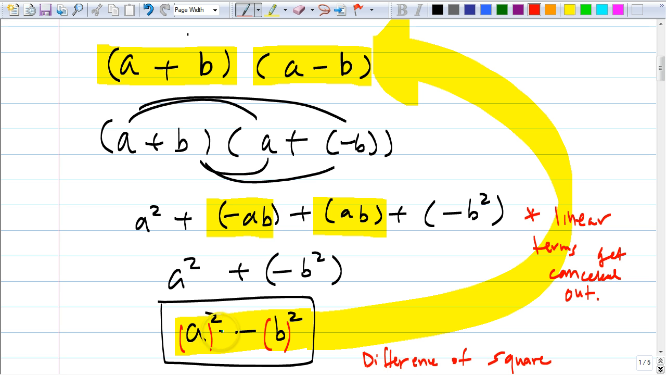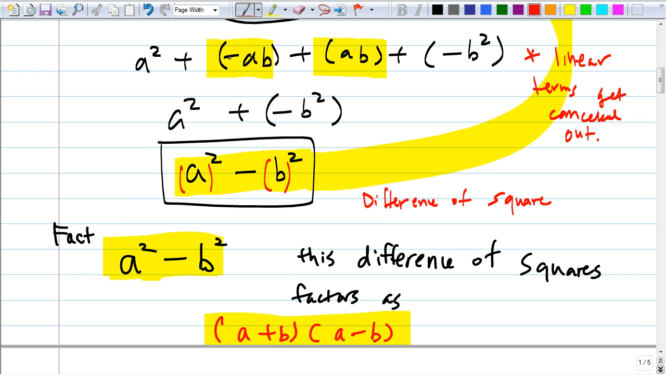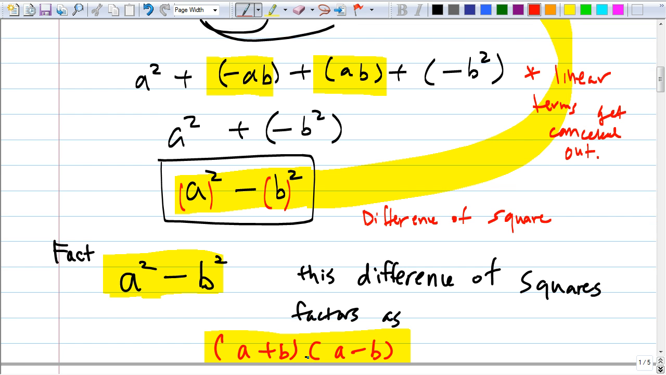Well, you think back and say, how do we get this? By multiplying what times what? A plus b times a minus b. Guys, that's the pattern that you need to see. So this is a fact. This is the main focus. If I have a squared minus b squared, this difference of squares, it factors as what? A plus b times a minus b every time. Does this make sense? Hello? Yes? Write this down. Okay.